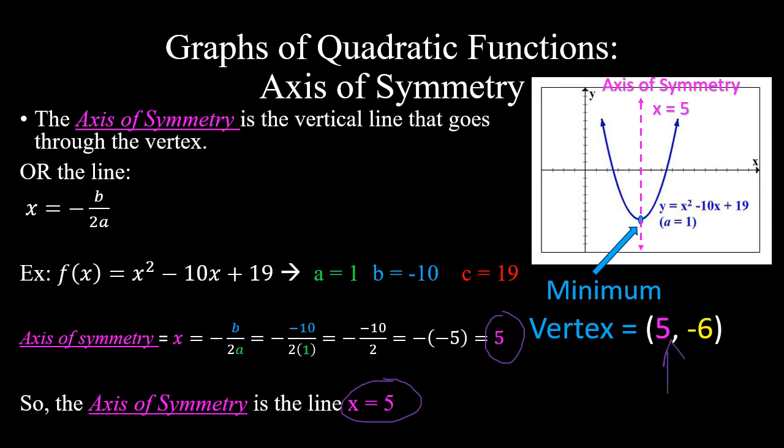Notice our vertex here was 5, -6. Well, the axis of symmetry is just the line that goes through x equals 5, okay? Because of course it has to go through the vertex, right? Our vertex is right smack dab in the middle. All right, so that is the axis of symmetry. Another very important piece of our graph.